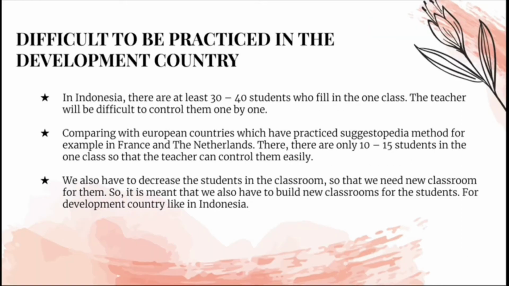Secondly, it will be difficult to practice in a developing country. For example, in Indonesia, there are at least 30 to 40 students in one class. The teacher will have a hard time controlling them one by one. Compared with European countries which have practiced the Suggestopedia method, for example France and the Netherlands, there are only 10 to 15 students in one class so that the teacher can control them easily.